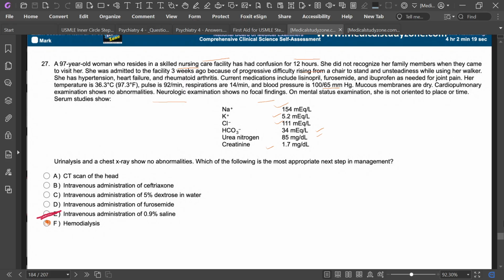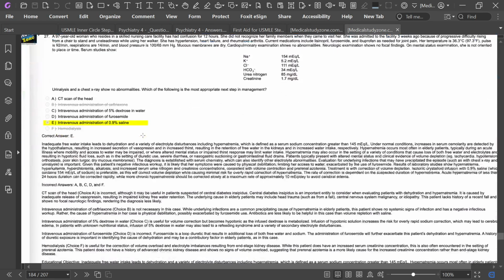Okay, so IV administration of the 0.9% sodium chloride. So inadequate free water intake leads to dehydration and a variety of electrolyte disturbances, including hypernatremia, which is defined as serum sodium greater than 145 milliequivalents per liter.